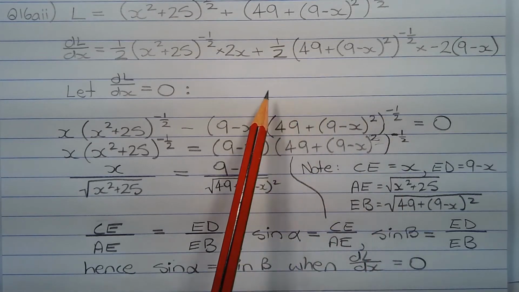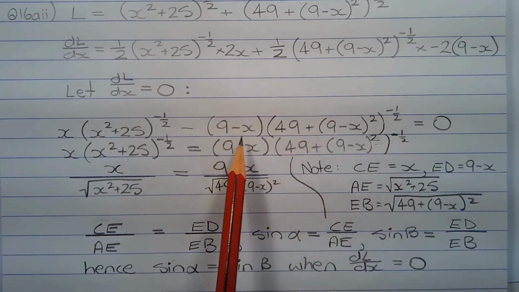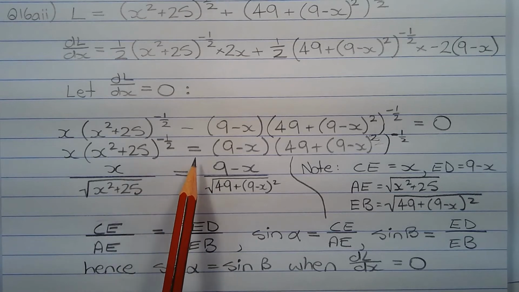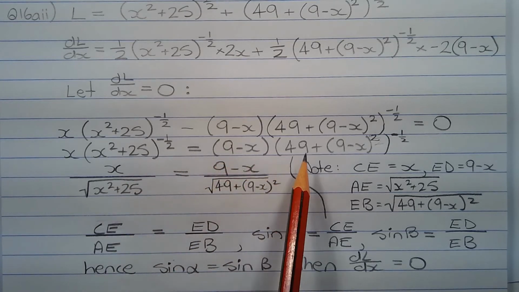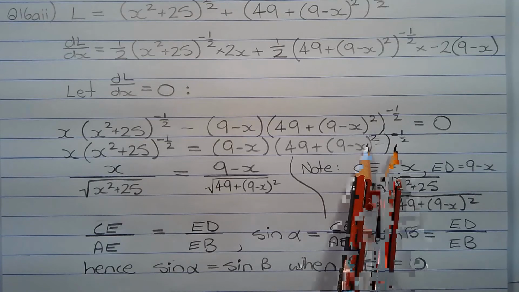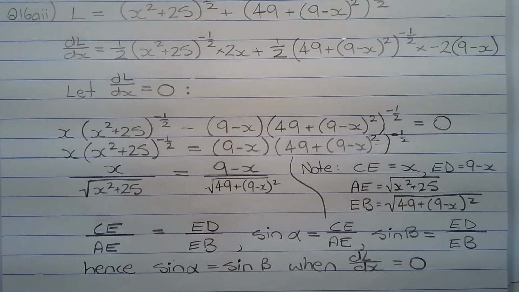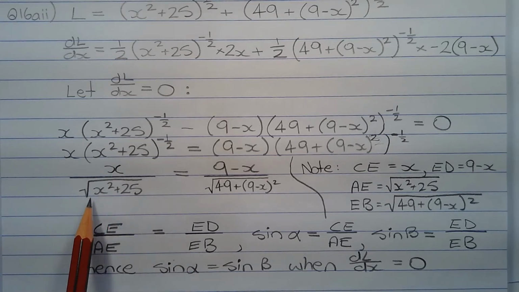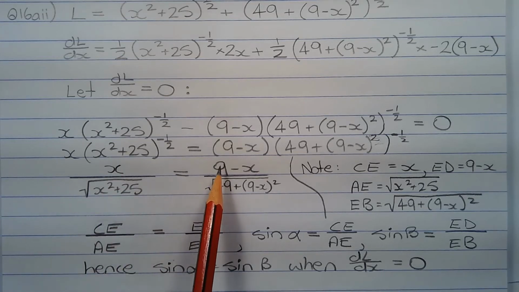So moving this expression from the left-hand side over to the right-hand side by addition, we have x times (x squared plus 25) to the power of negative half is equal to (9 minus x) times (49 plus (9 minus x) squared) to the power of negative half. Now converting this equation back into surd form, we have x over the square root of x squared plus 25 is equal to 9 minus x over the square root of 49 plus (9 minus x) squared.